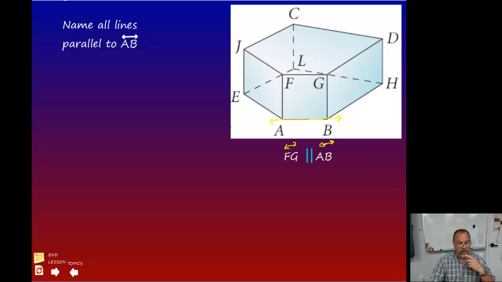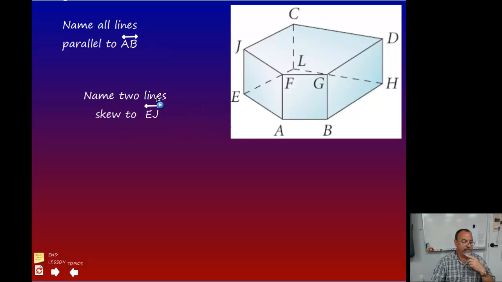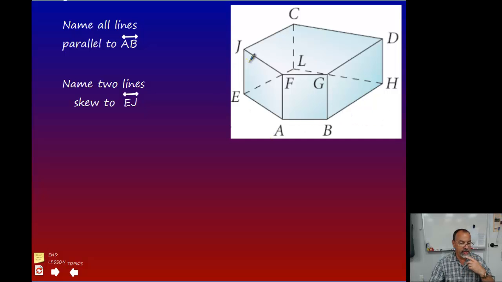Okay? All right, let me take a look at one more example that we have here, and hopefully that'll be enough for you. So name two lines that are skew to EJ. So I need to find EJ. EJ is back here. Okay, so I need two lines that are skew to that. Again, that's going up and down, so I'd be looking for lines that are going a different direction, not in the same plane.